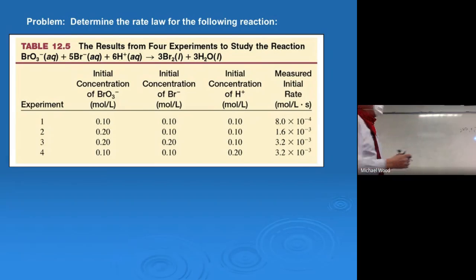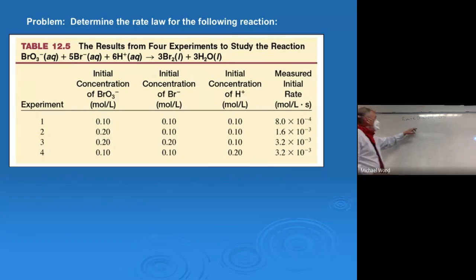So what we're going to try and do is find the rate is equal to k times bromate, BrO3 negative, to the x, bromide to the y, and H plus to the z. So the trick in these problems is to figure out the exponents, the x, the y, and the z. And like I talked about yesterday, I'm actually going to show you some tomorrow, maybe Friday, where it gets a little bit more complicated. But right now, I just want to get the foundation down.